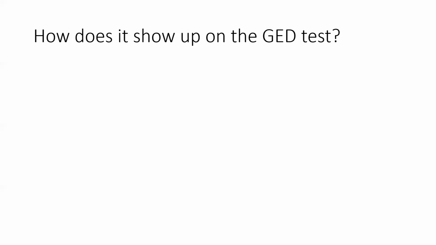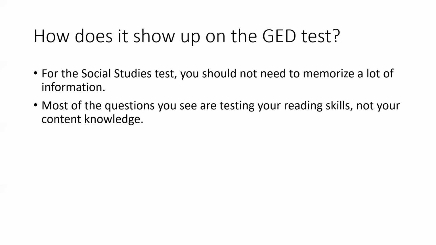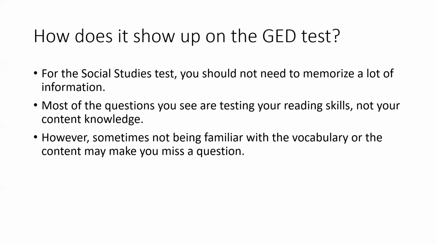So remember that for the social studies test, don't memorize a lot of information. Most of the questions you see are about your reading skills, not your content knowledge. However, if you don't know a vocabulary word or don't know a little bit of content, you might miss a question. But don't get weighed down by the details. Just keep a big picture view. Have an idea of what the Civil War was and why it happened, and watch out for those keywords we talked about.